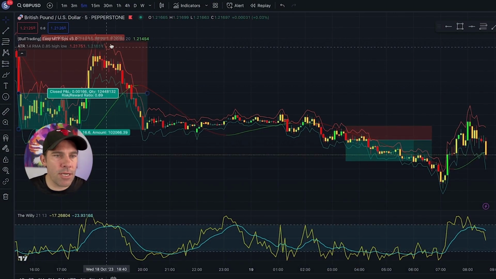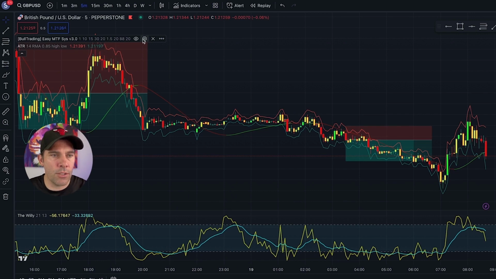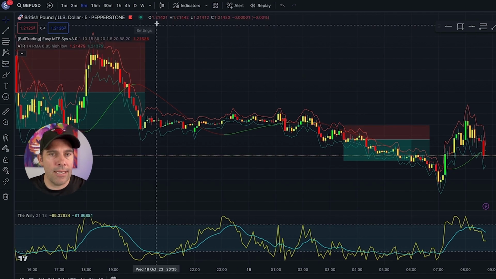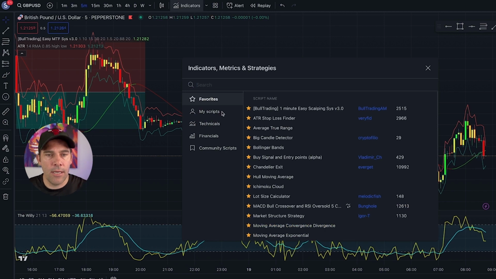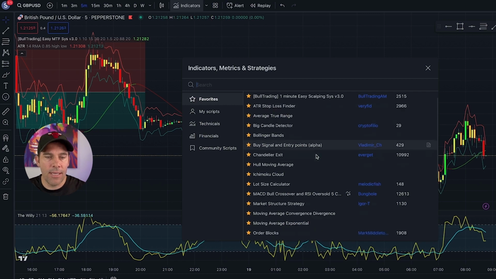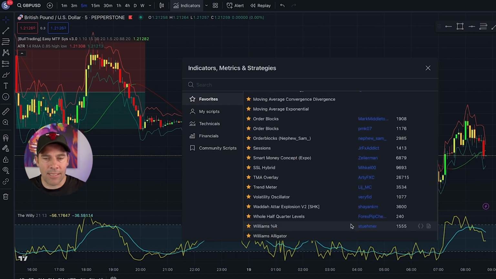Right, with that being said, guys, I'm now going to quickly jump over to TradingView. I'm just going to quickly show you again so you are sure that you've got the correct indicators. Let me go over here because I've marked them as favorites. The first one, the 1-minute easy scalping, is by Bull Trading AM. ATR stop loss finder is by VeryFed. And then the Williams percent is by someone called Stumer. So make sure you've got the same as me and make sure you've got all the settings correct, guys.